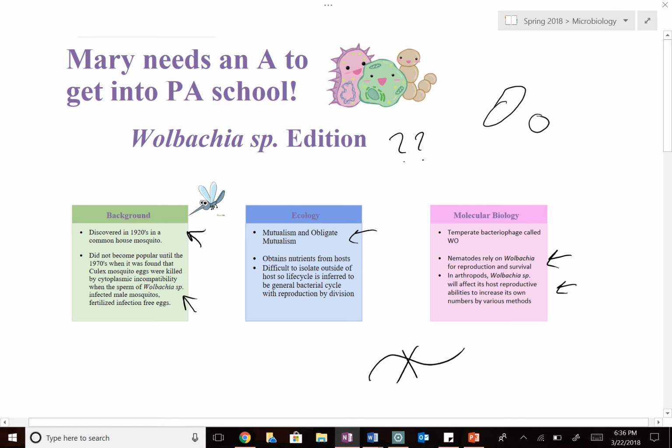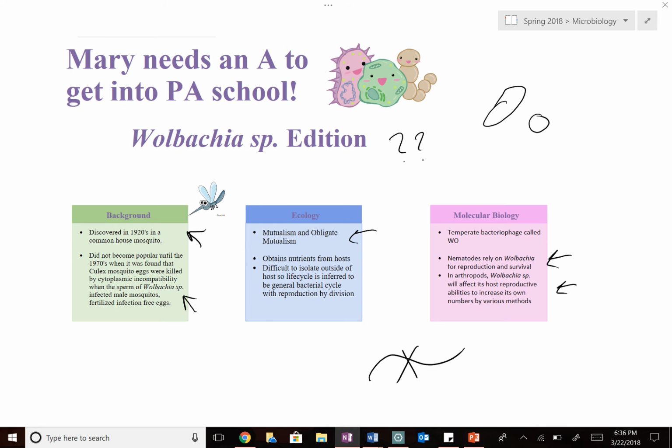So, in arthropods, Wolbachia will actually affect its host's reproductive capabilities to increase its own numbers. Some of the methods used to achieve this include cytoplasmic incompatibility, parthenogenesis, feminization, and male killing. If you're interested in learning about each of these methods, please feel free to Google them.